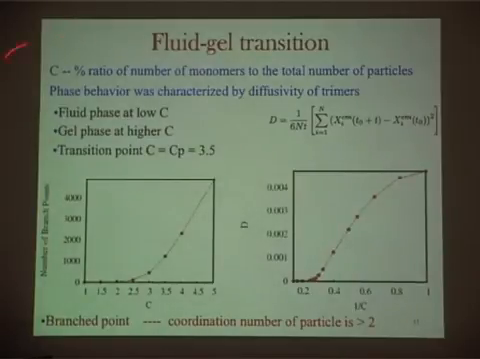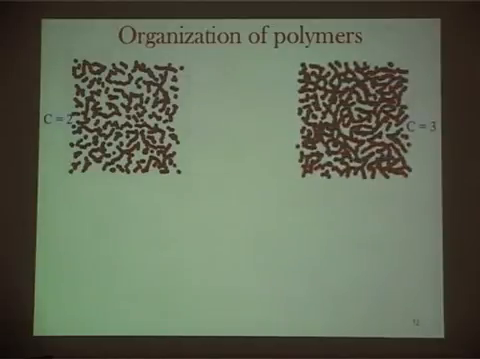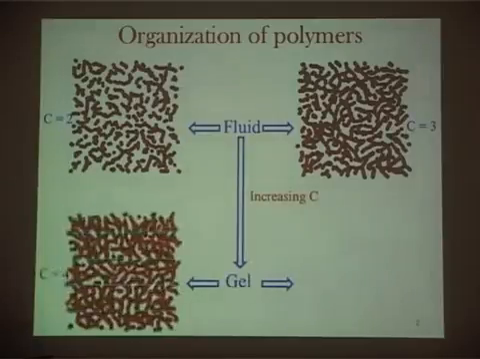So that is just the detail of how we compute. Okay. So at low C we have a fluid phase, and at high C we have a gel phase. That's what we see here. If you look at the organization of these polymers at these concentrations, you see that C equal to 2 is like a fluid, and C equal to 3 is also a fluid. But you can see that already larger things have started forming. And on increasing C you see gel phases.